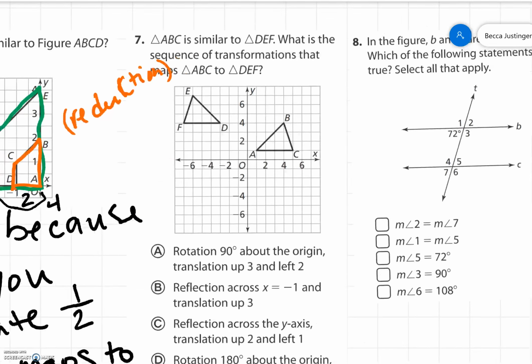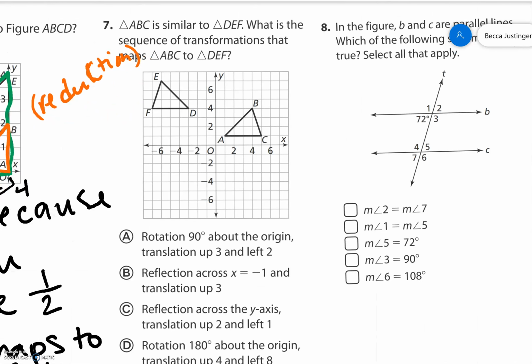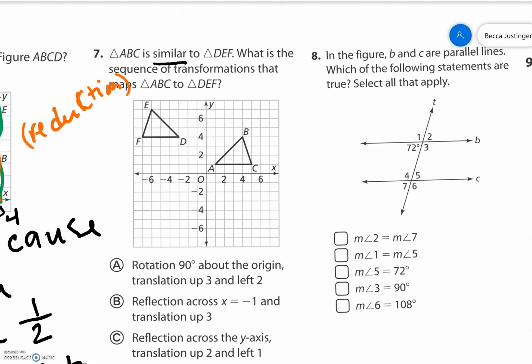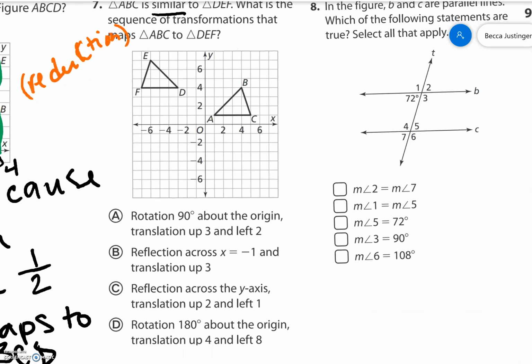All right, number 7. Triangle ABC is similar to DEF, so we know they're similar. If they are similar, we know angle, angle. We know all the angles are congruent. What is the sequence of transformations that maps ABC to DEF? So remember, order matters. So I want A to be on top of D, and I want B to be on top of E, and C to F. So I know I need to flip this over. I know I need to do a reflection. So I'm going to cross off A and D because I'm reflecting.